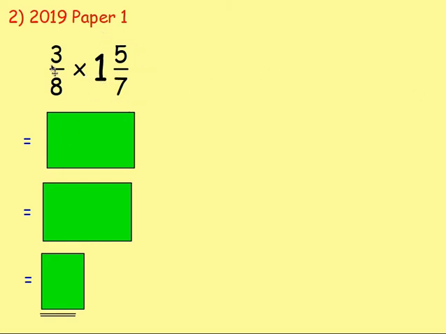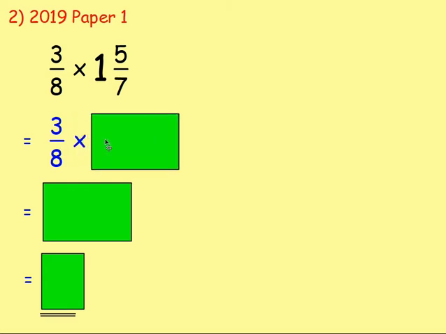So to do that, well, the 3/8 will just stay as it is, the times will stay as it is, but we'd have 1 times 7, which is 7, add on the 5, gives us 12, so that is the same as 12/7. So we've changed this mixed number to an improper fraction. We're now multiplying the two fractions.